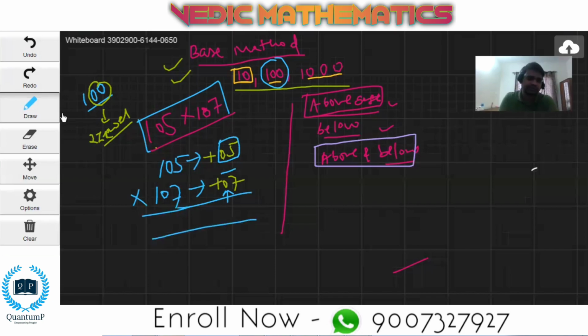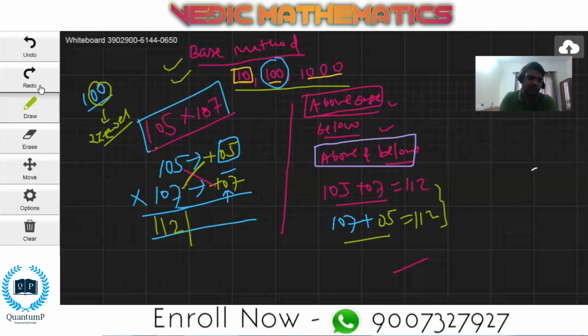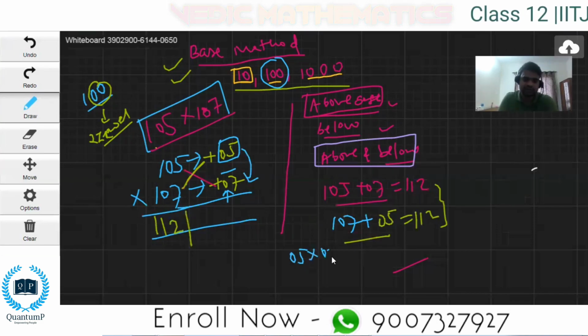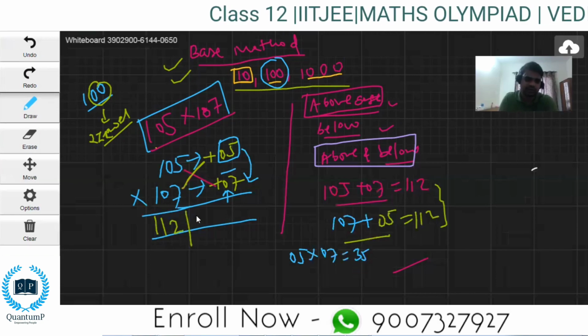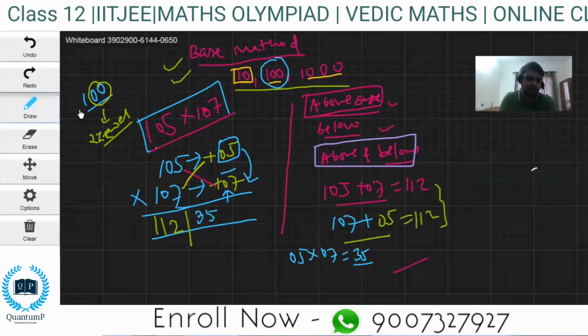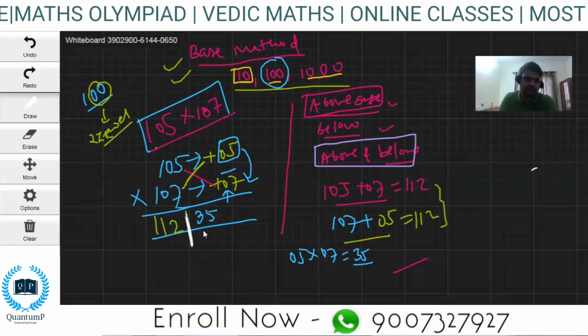Then again, same thing, we'll do cross add. I mean to say, 105 plus 07 is equal to 112, and then 107 plus 05, so you'll get 112. Same thing, right? So we'll write 112 here and put a line, and then we'll multiply 5 and 7. So 05 into 07 is 35, right? So right here 35. If you see closely, after this line there is a 2-digit number.